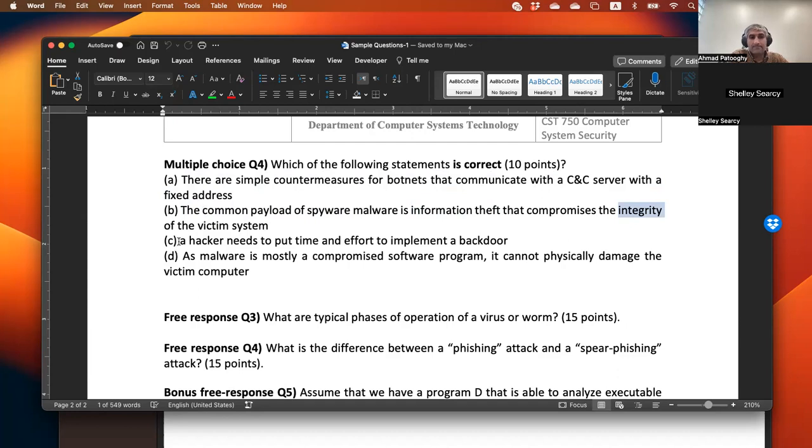Item C says a hacker needs to put time and effort to implement a backdoor. So what was the backdoor? To answer this question, we need to recall the definition of backdoor. Backdoor was the case where I'm the developer of a system and I develop a code. That code has some features to help me debug it more easily. For example, when I run the code, instead of entering, let's say, 100 different inputs, I enter, let's say, star, and then it jumps to somewhere else in the code.